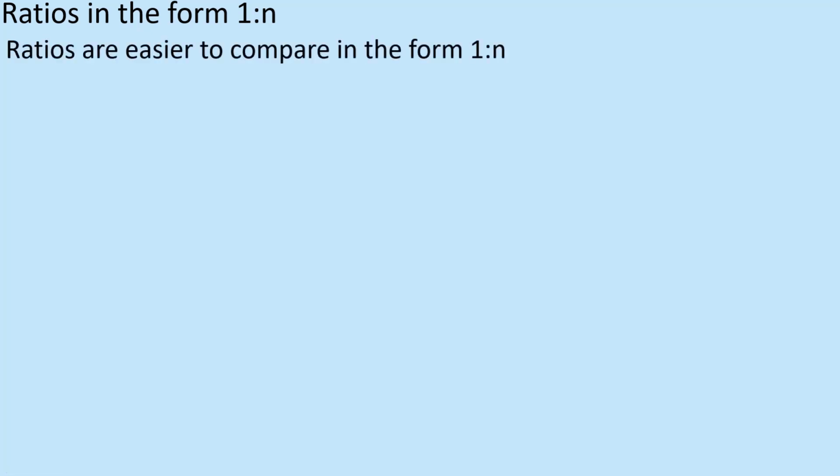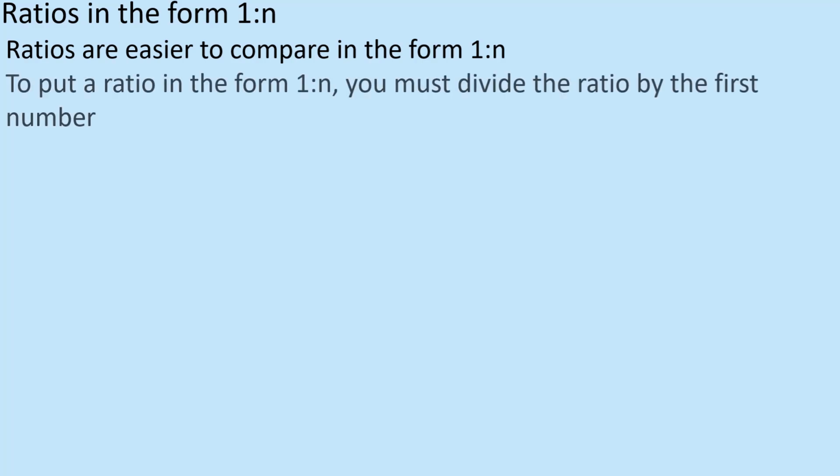Unitary ratio is when something is in the form 1 to something else. So it's not just about a simplified version, literally 1 to something else. That something else in this case can be a decimal, because we are talking about 1 to something. To put the ratio in the form 1 to something, you must divide the ratio by the first number.